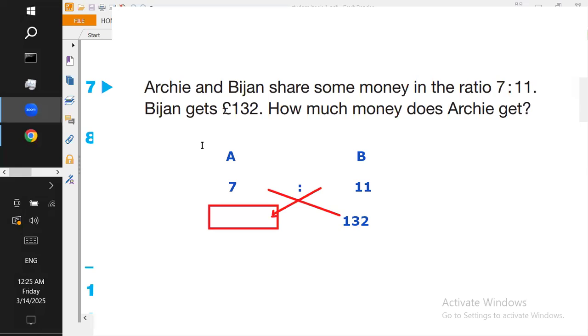So as we said, when you multiply this 132 by 7, and then divide it by 11, you'll get 84. So the final answer is 84. Archie's share is 84. And this is how you answer a question like this. As we said, if they give you the total money, you can add the ratios and divide the total money by the total ratios. But here they gave you the share of one of them. This means you have to use the x method to find the missing share.